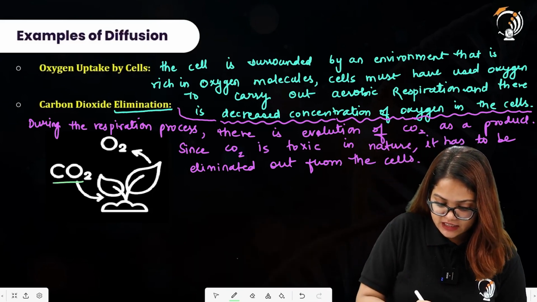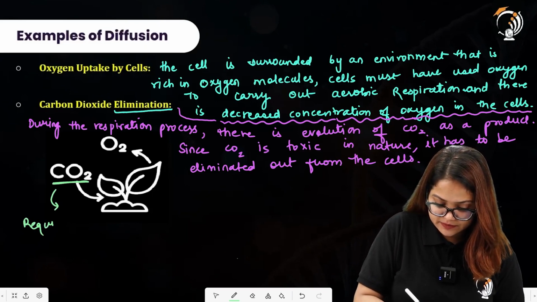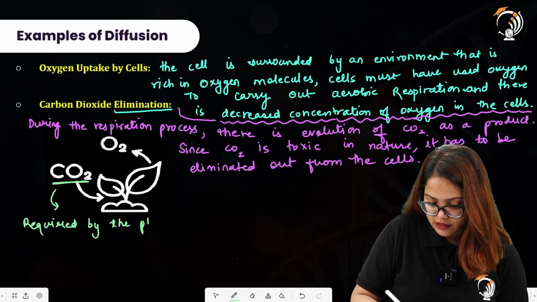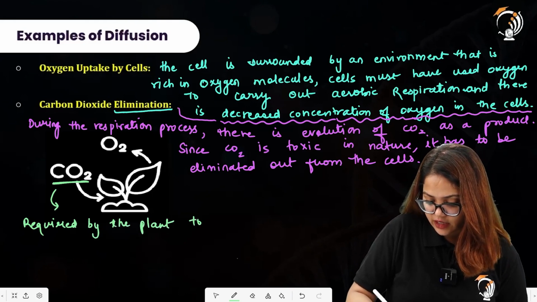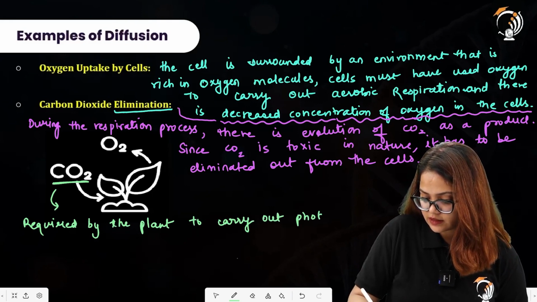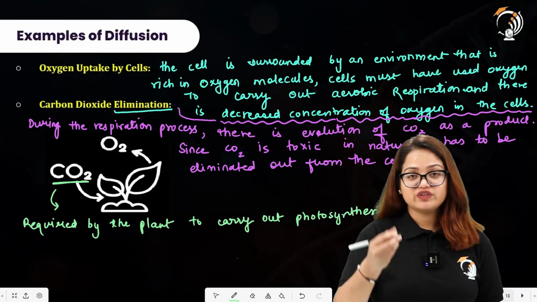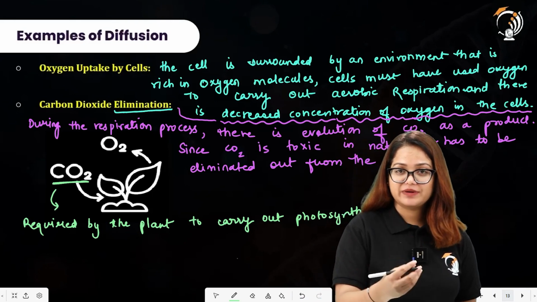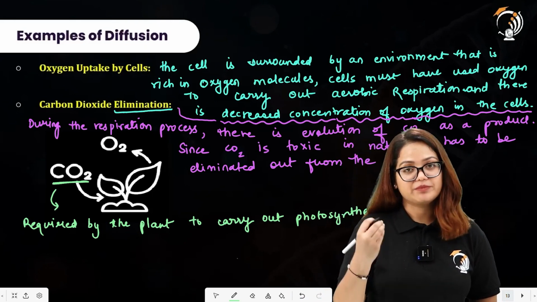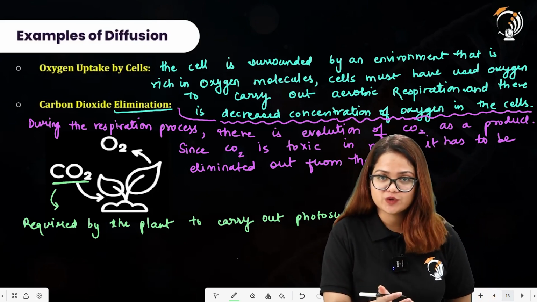So basically this CO2 is required by the plant to carry out photosynthesis. This also follows the pathway of diffusion. So carbon dioxide will diffuse into the leaves by the process of diffusion also, required by the plant to carry out photosynthesis.